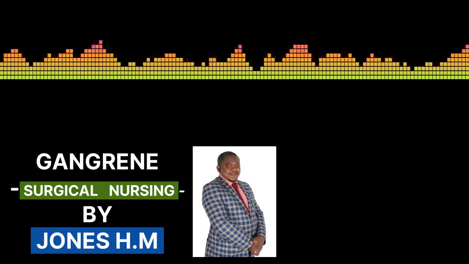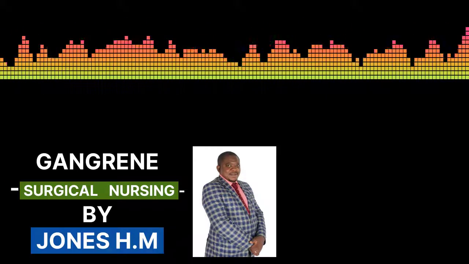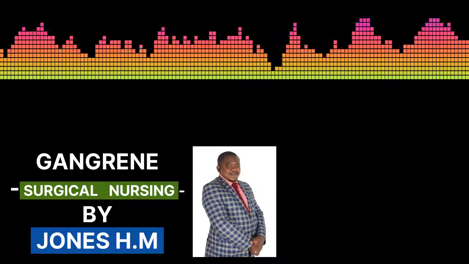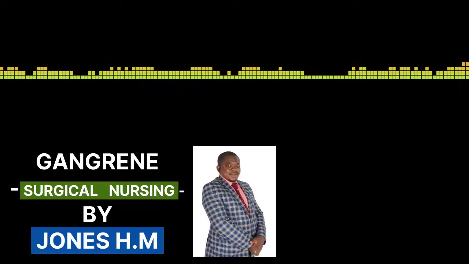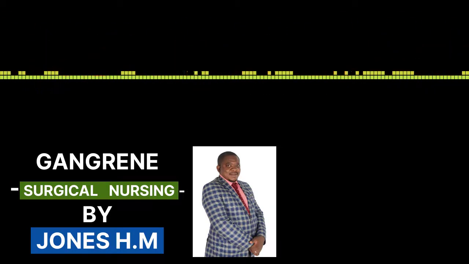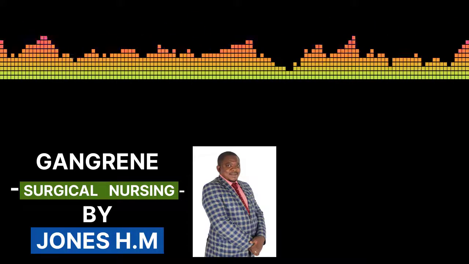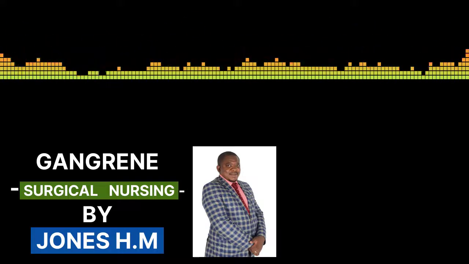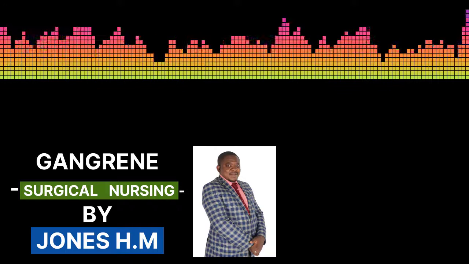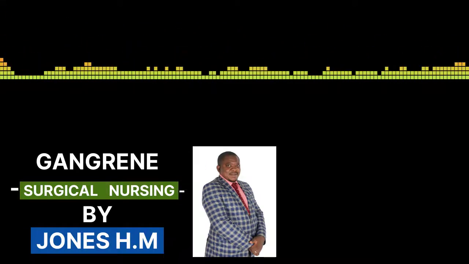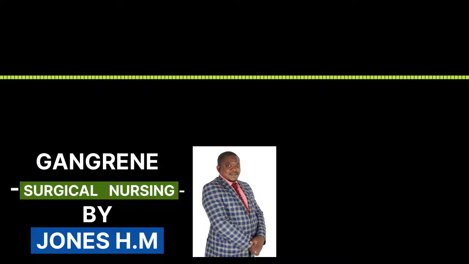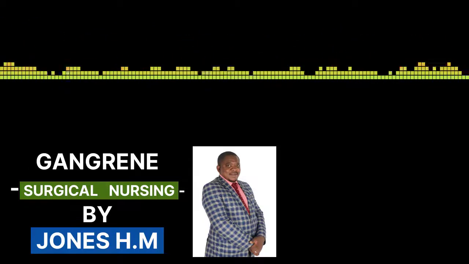Let us look at the third type of gangrene, which is gas gangrene. This is also called myonecrosis. In gas gangrene, tissue death occurs following infection with various organisms. Causative organisms may include Clostridium welchii, Clostridium perfringens, Clostridium septicum, Clostridium histolyticum, or Clostridium novyi.